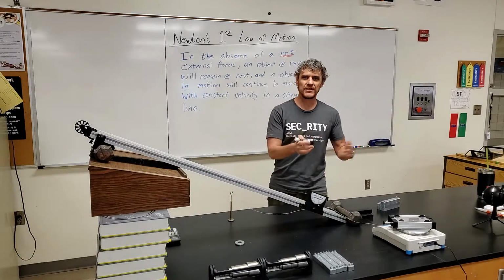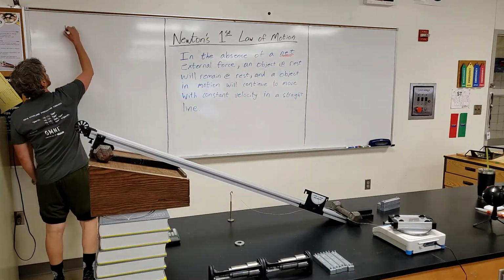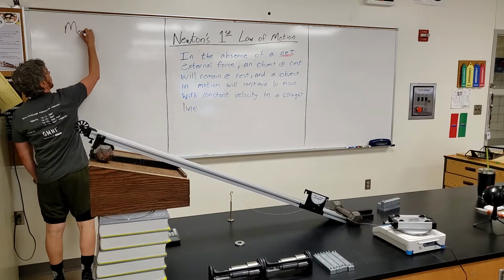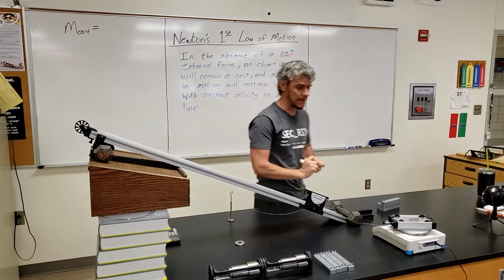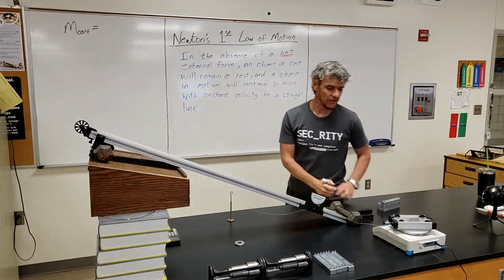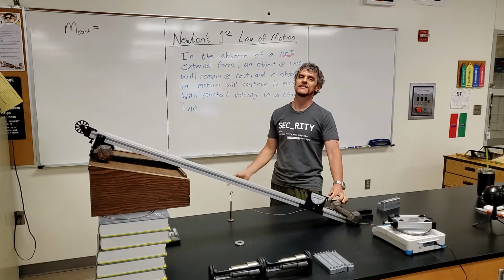And to delineate which is which, I'm going to call the mass of the cart M with a subscript cart. You always got to write down your measurements so you don't have to keep remeasuring. And it's 0.4887. What are the units that we measure mass in?